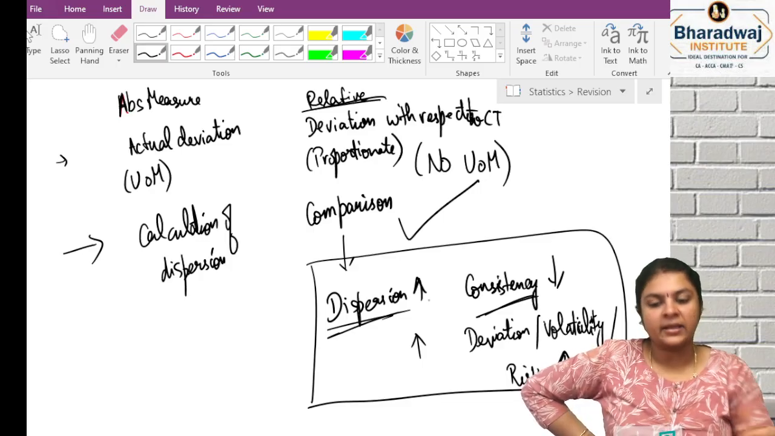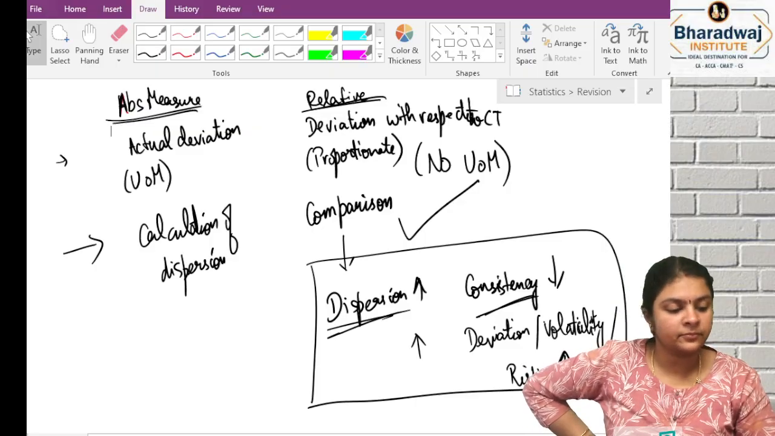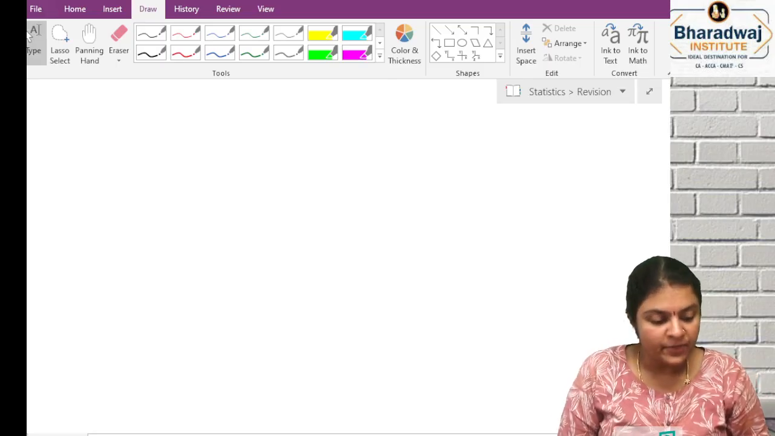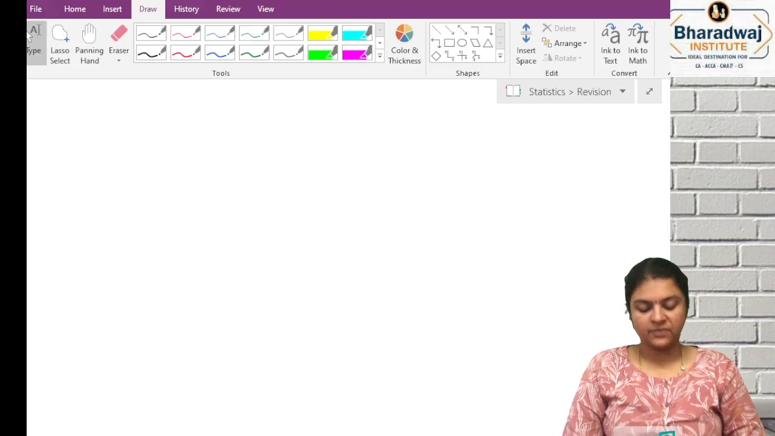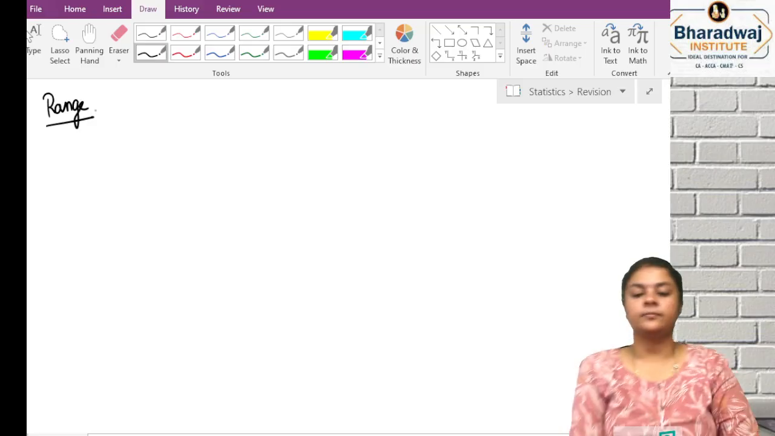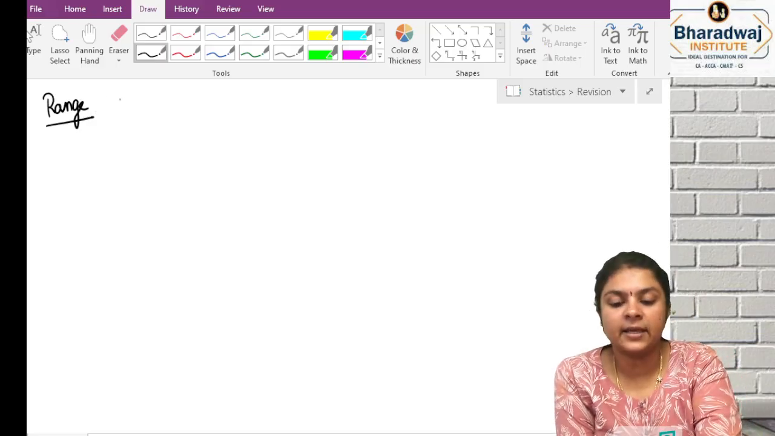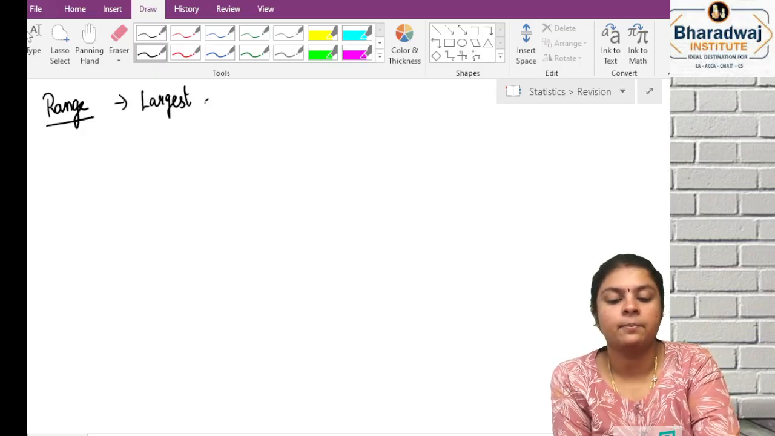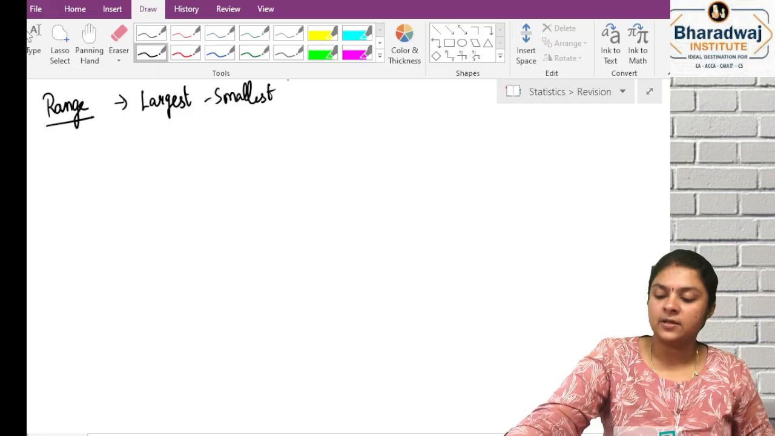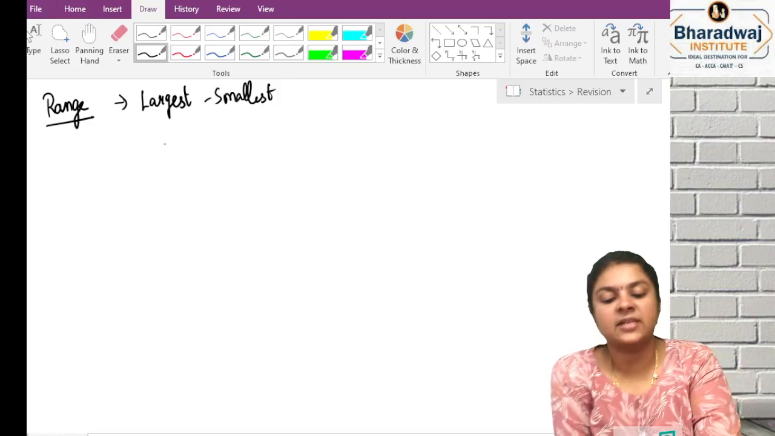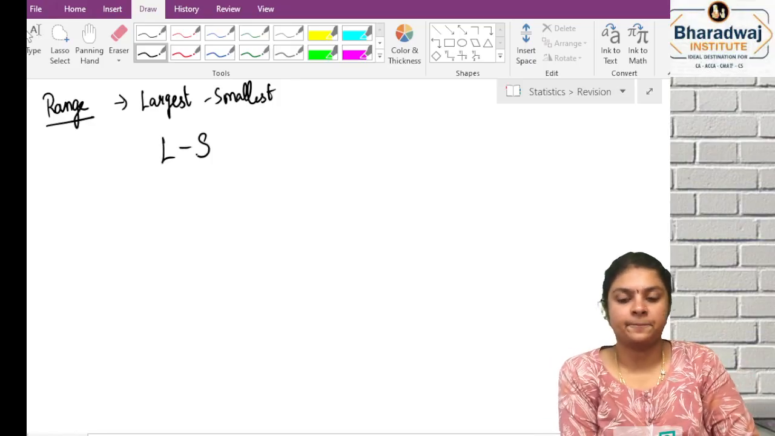Yes, ma'am. Can we go to the formula? Yes. So we start with the first formula, which is the first measure, range. Range is nothing but the largest minus the smallest value. Range is given as L minus S.